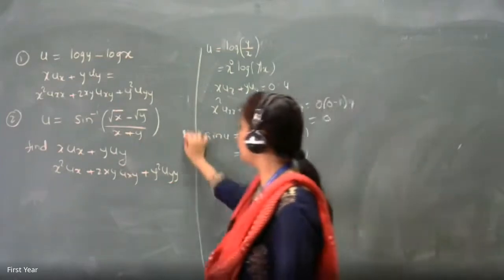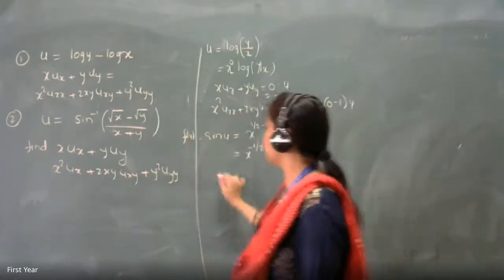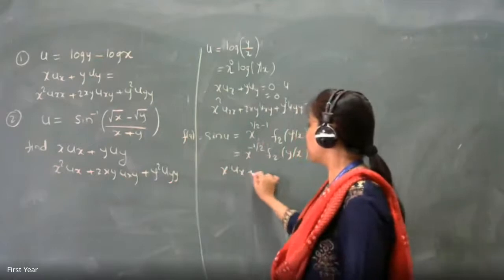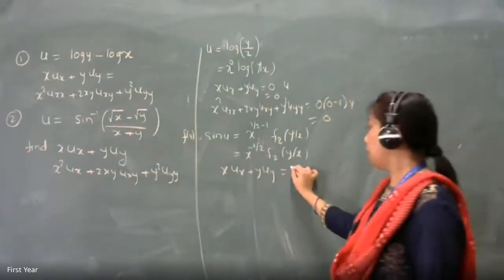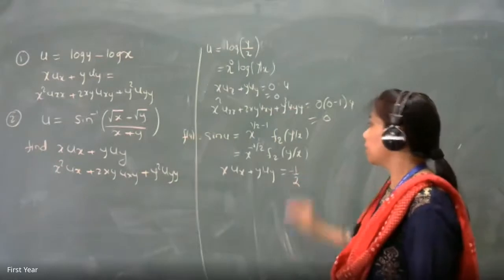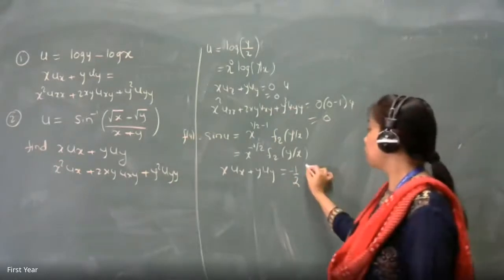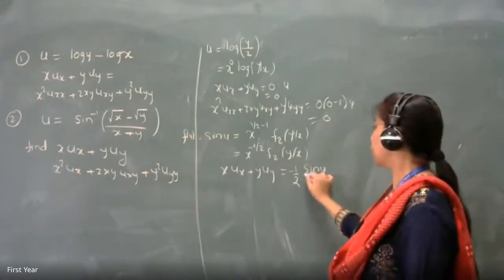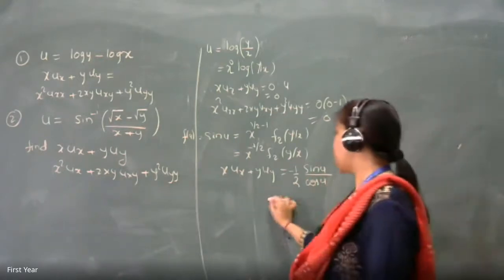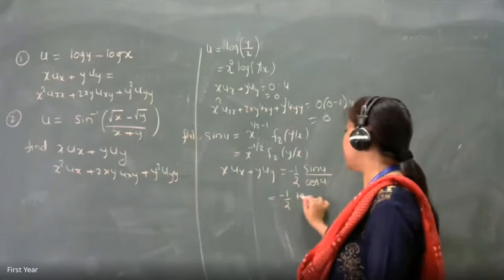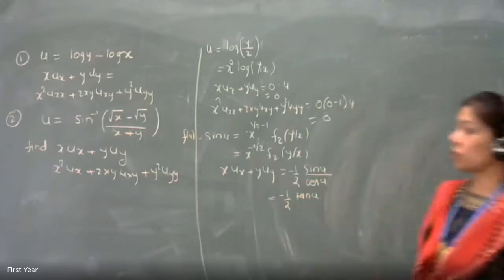So who is your f of u? f of u is sin u. So x ux plus y uy will be nothing but n into f of u, where n is minus half. What is f of u? Sin u. What's the derivative of sin u? Cos u. Somebody said it is plus, it is minus. So the answer is minus half tan u and not plus. Is it okay?